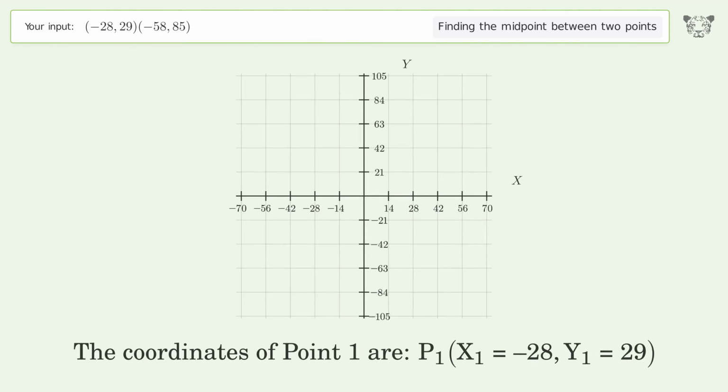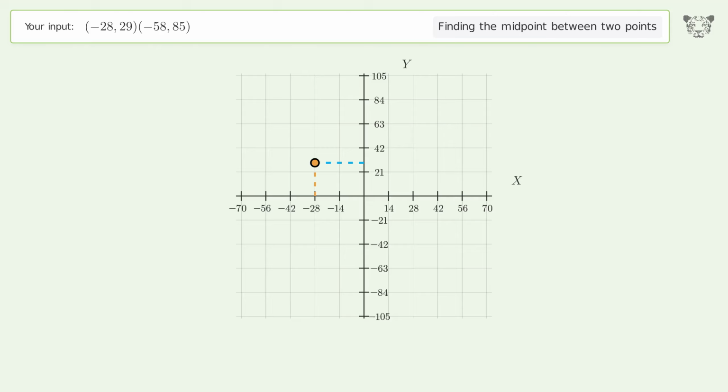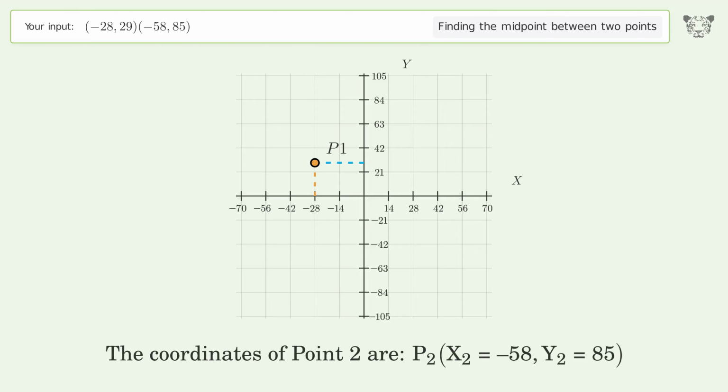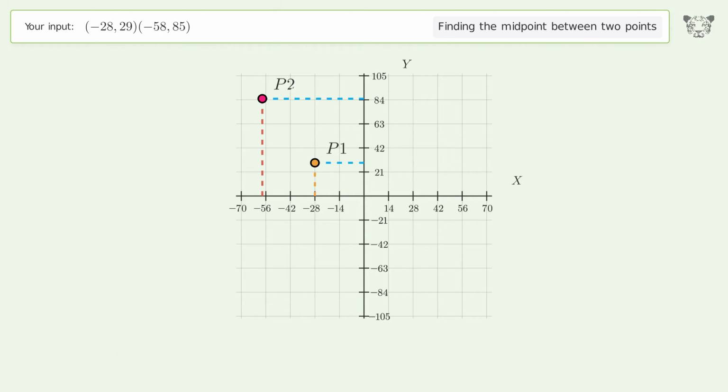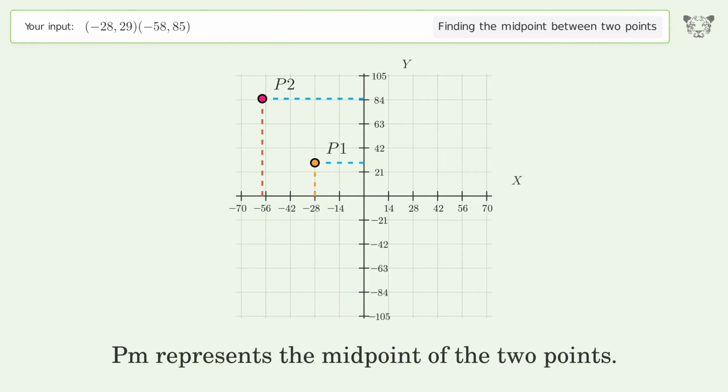The coordinates of point 1 are x1 equals -28, y1 equals 29. The coordinates of point 2 are x2 equals -58, y2 equals 85. PM represents the midpoint of the 2 points.